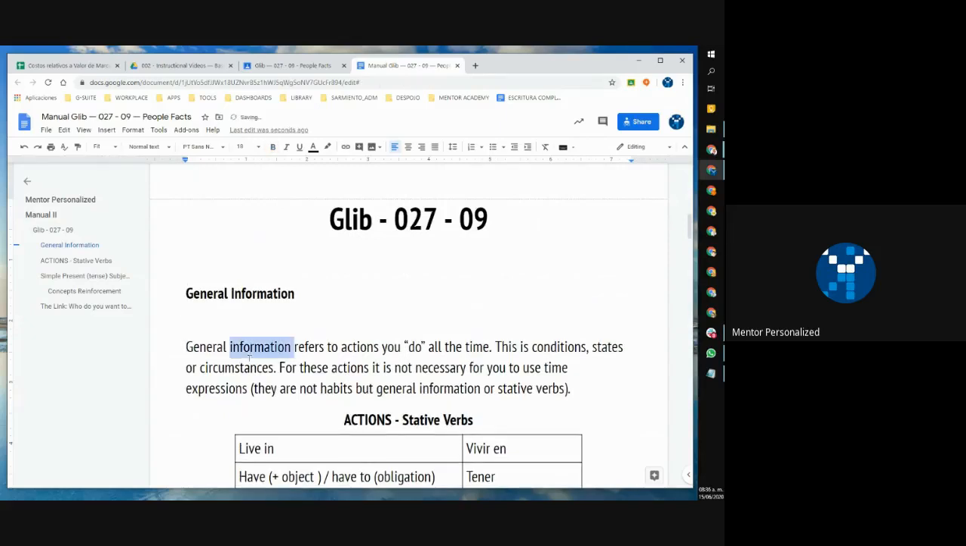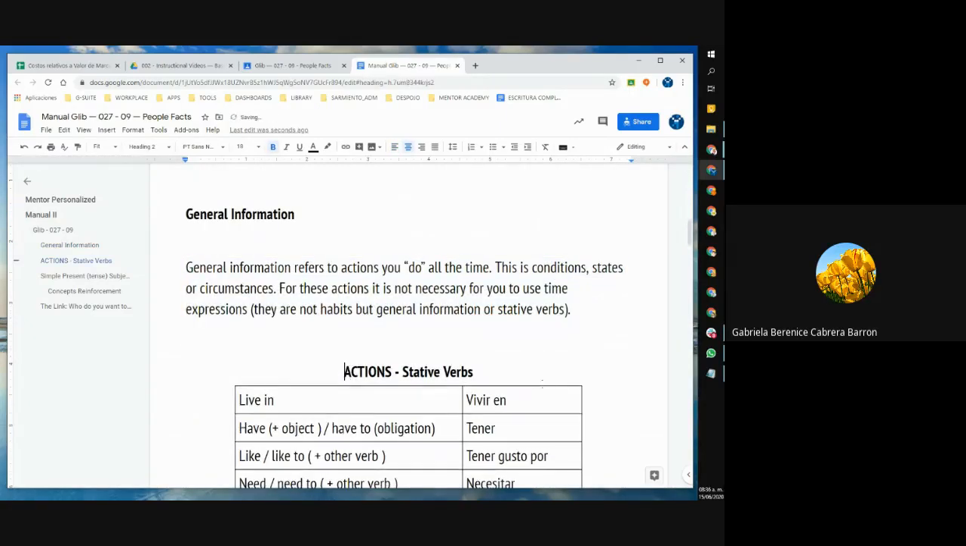Okay, so we have some information here. Can you please start reading? General information refers to actions you do all the time. Repeat, all the time. Todo el tiempo, all the time. This is conditions, state or circumstance. Circumstances. How do you say circunstancias in English? Circumstances. Very good.